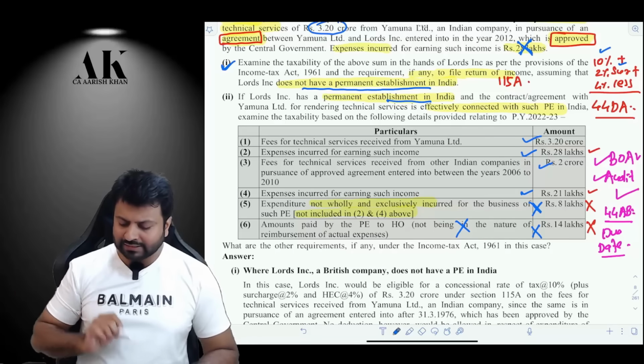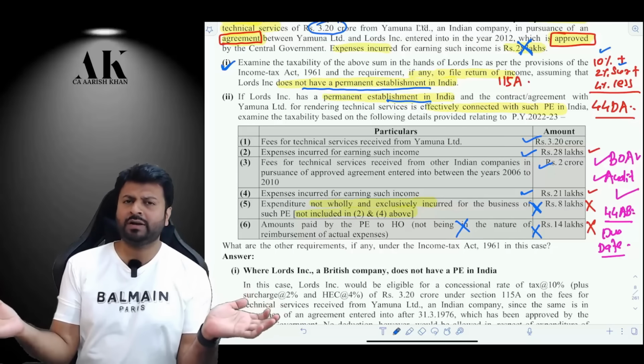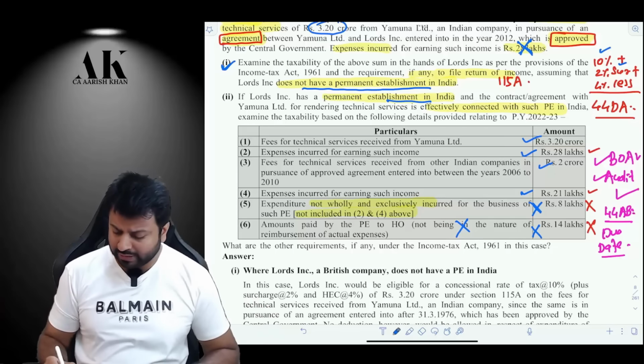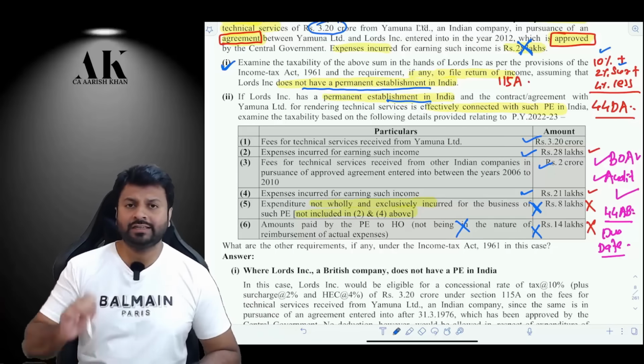Okay. Now, one last thing. What would be the tax rate? The tax rate will be the normal rate which is applicable to a foreign company, that is 40%. Okay. Now, is the foreign company liable to file the return? Yes, they are liable to file the return.